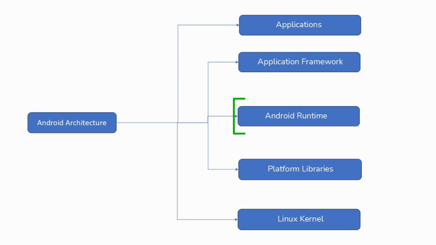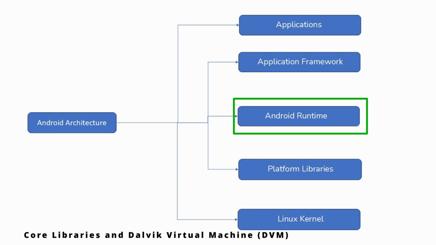from scratch. Android Runtime is a crucial part of Android that allows apps to run efficiently. It includes core libraries and Dalvik Virtual Machine, which is similar to Java Virtual Machine but optimized for Android. Runtime provides a foundation for application framework, ensuring apps function smoothly.